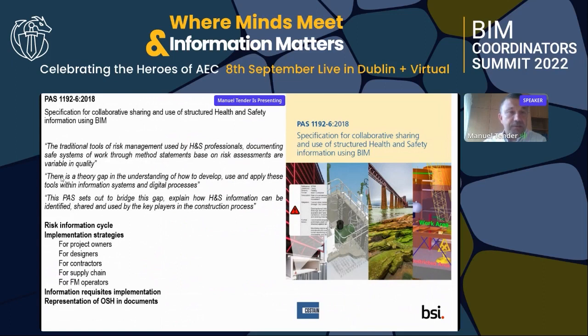And with that, this document says that there's a theory gap in understanding how to develop, use, and apply these tools within information systems and digital processes. So this document sets out to bridge this gap, explains how health and safety can be identified, shared, and used by the key players. And it explains and shows four main areas: the risk information cycle, some implementation strategies for the actors, some information about requisites implementation, and how we represent health and safety (HOS) in the documents.